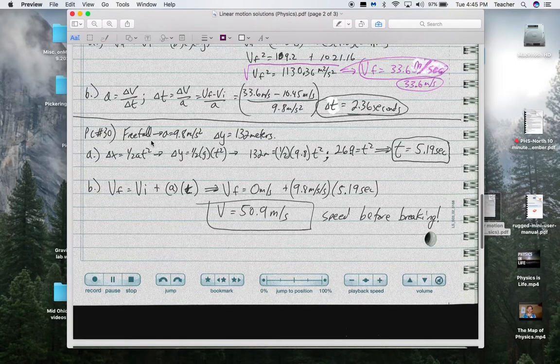For PC30, again, you need to think about that we're in free fall. There's a lot of extra information there, but the distance in free fall is 132 meters before the braking area. So that would take about 5.2 seconds. Again, we're using formula number 4, the simplified version of that. To find the final velocity, we're using a version of Formula 3, and we know the time and acceleration.